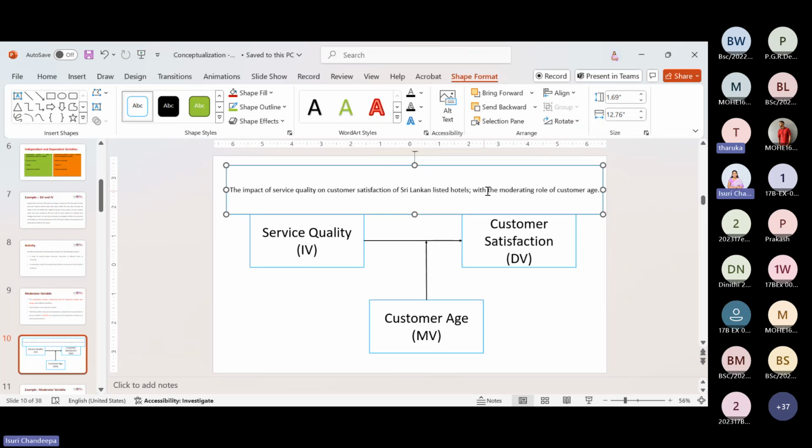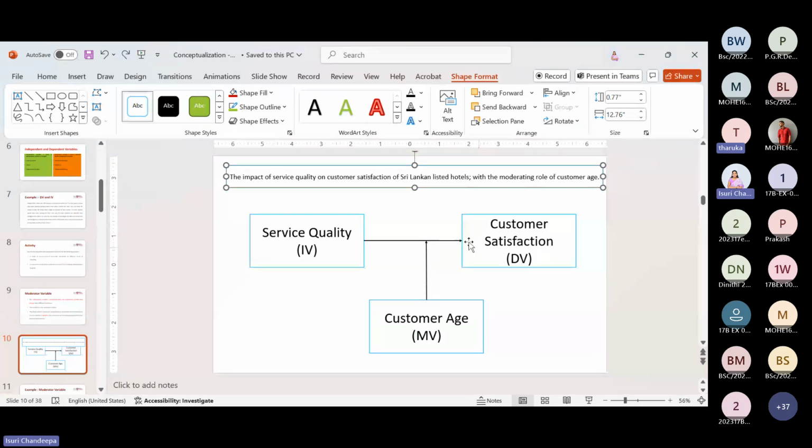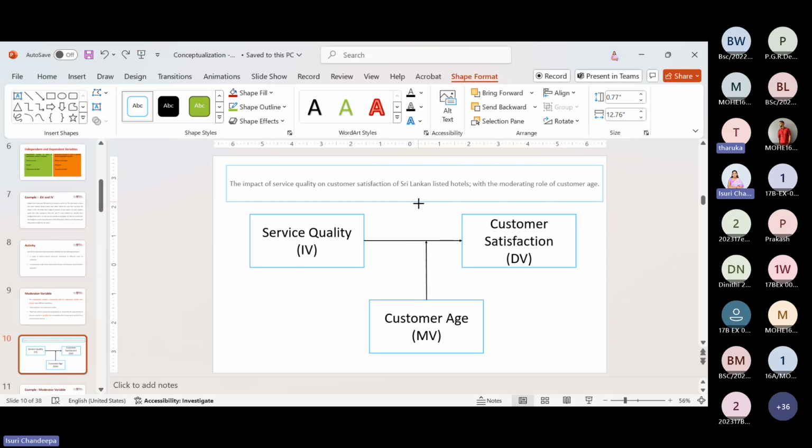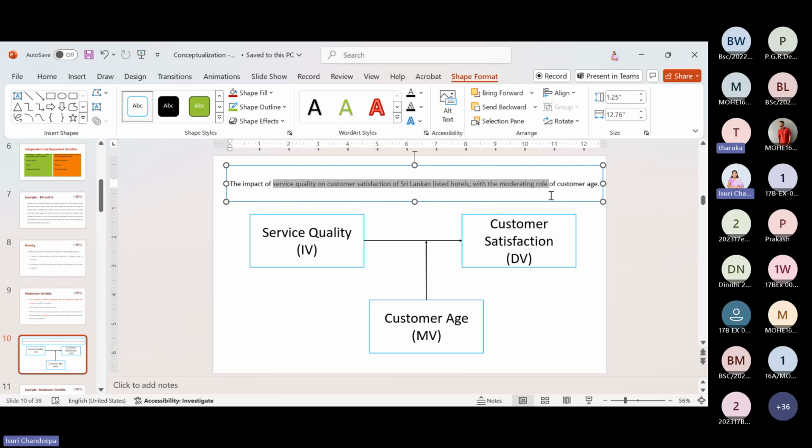You have the chance to create this kind of research topic. So based on the given example: the impact of service quality on the customer satisfaction of Sri Lankan listed hotels with the moderating role of customer age. Or else you can include service quality and customer satisfaction the second way.